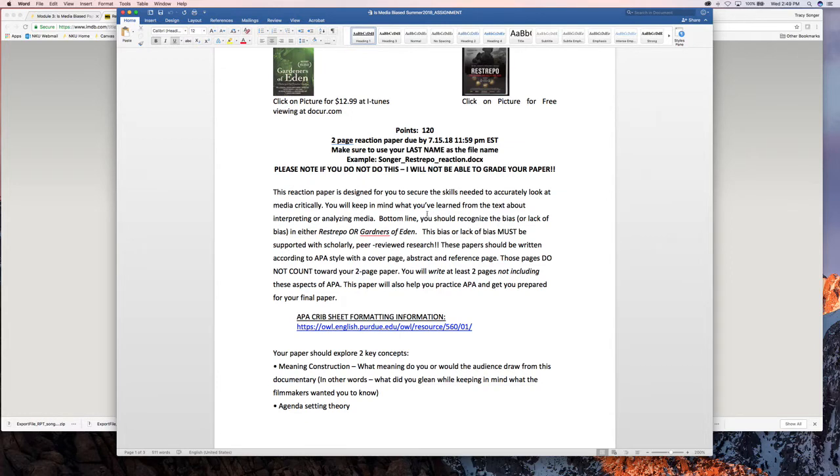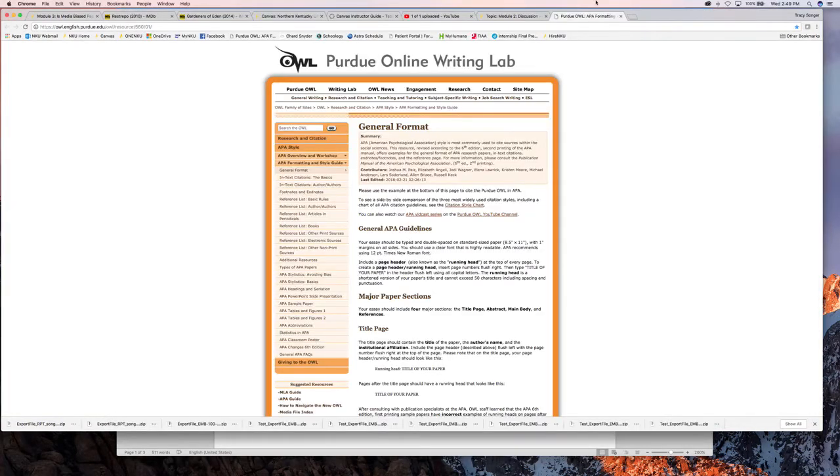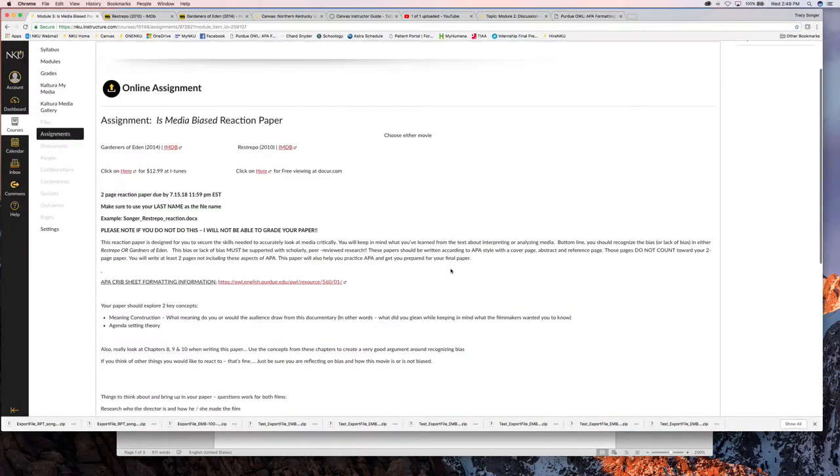These papers should be written according to APA style with a cover page, abstract, and reference, and they don't count towards your 2-page paper. You'll write 2 pages, including all of the aspects of APA. And again, here is that crib sheet that takes you directly to the Purdue OWL that's on this.